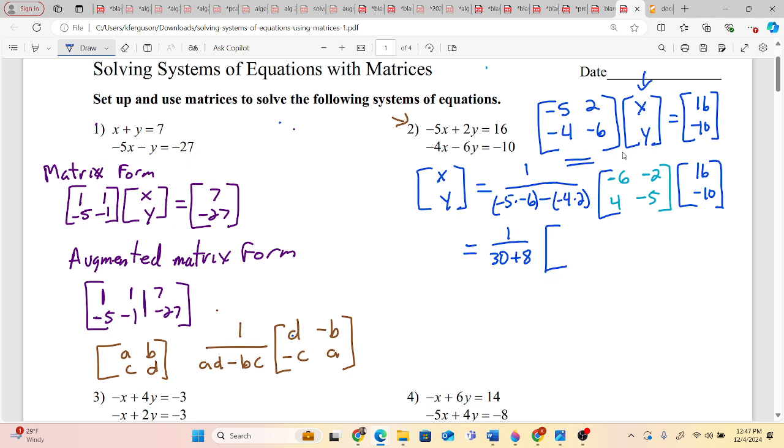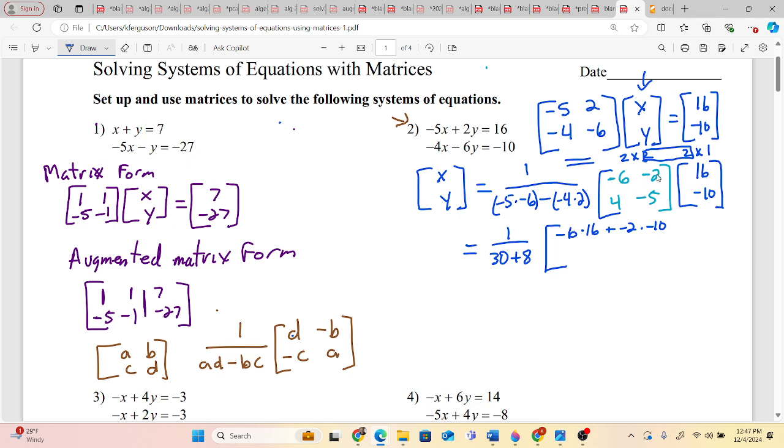Now, this is a 2 by 2. This is a 2 by 1. So these two match up, and I'm going to have a result of a 2 by 1. So I'm going to have negative 6 times 16 plus negative 2 times a negative 10.